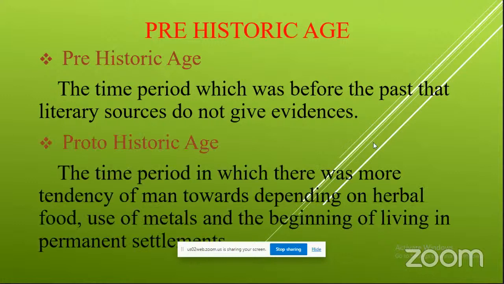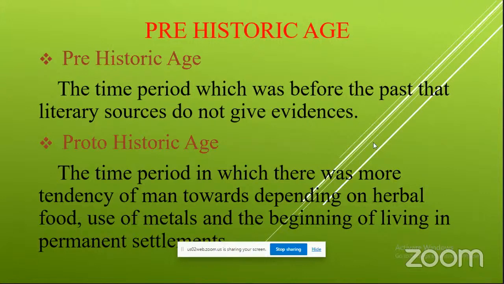Normally this prehistoric age, the time period before history, we can divide into two main ages. What are the two main ages? One age is the Stone Age, the other one is the Proto-Historic time period. So what is the Stone Age? The Stone Age is the initial time period that humans have spent.